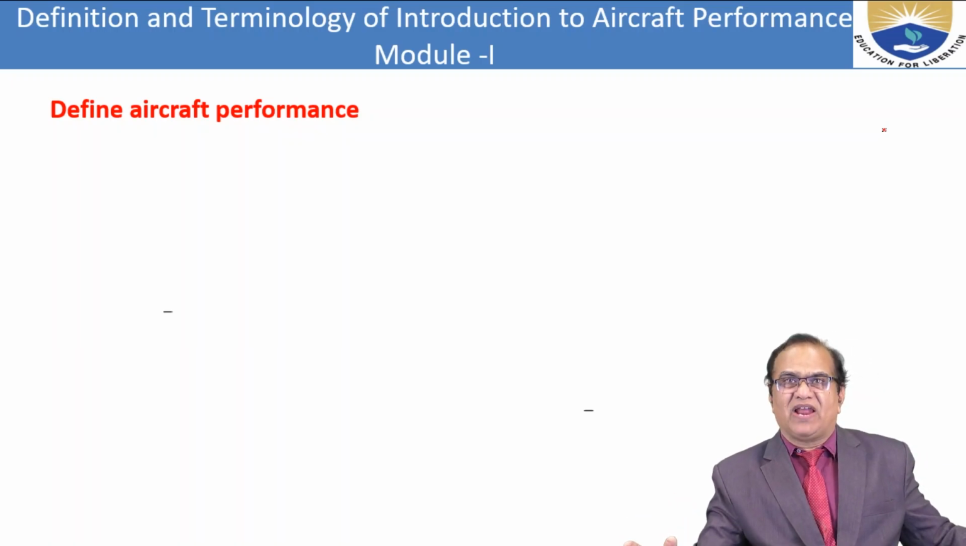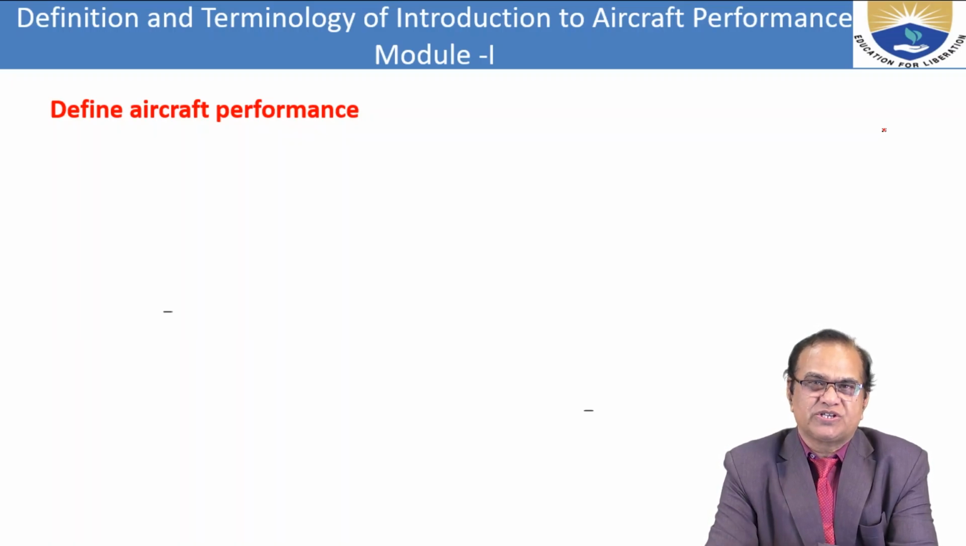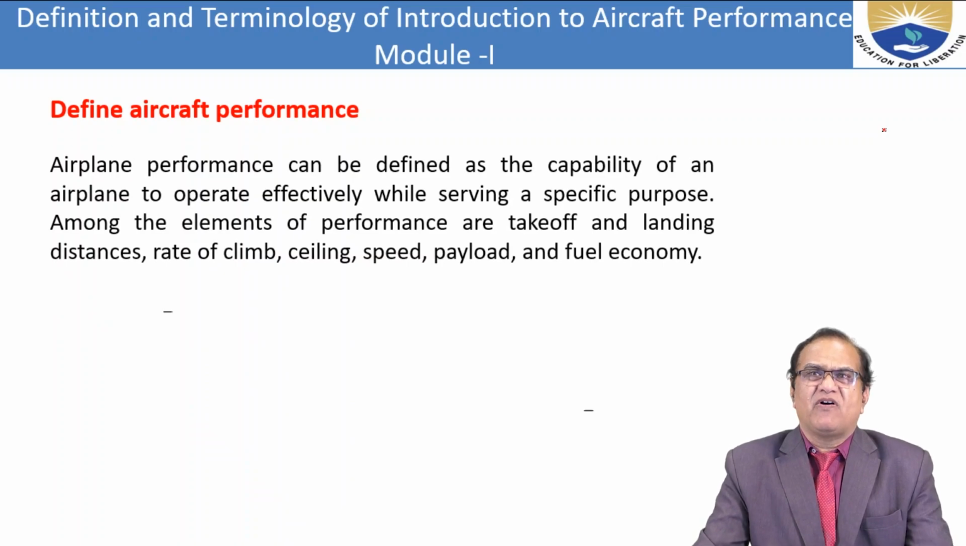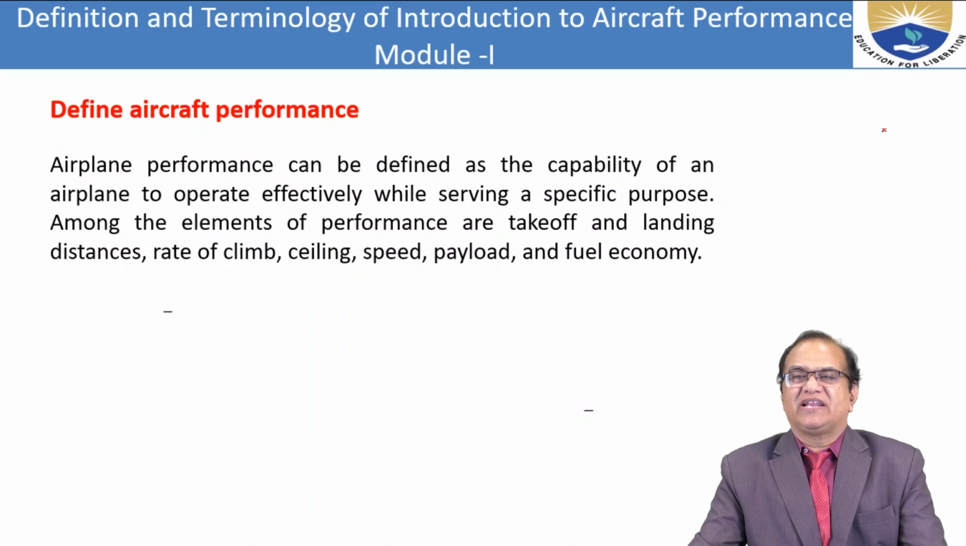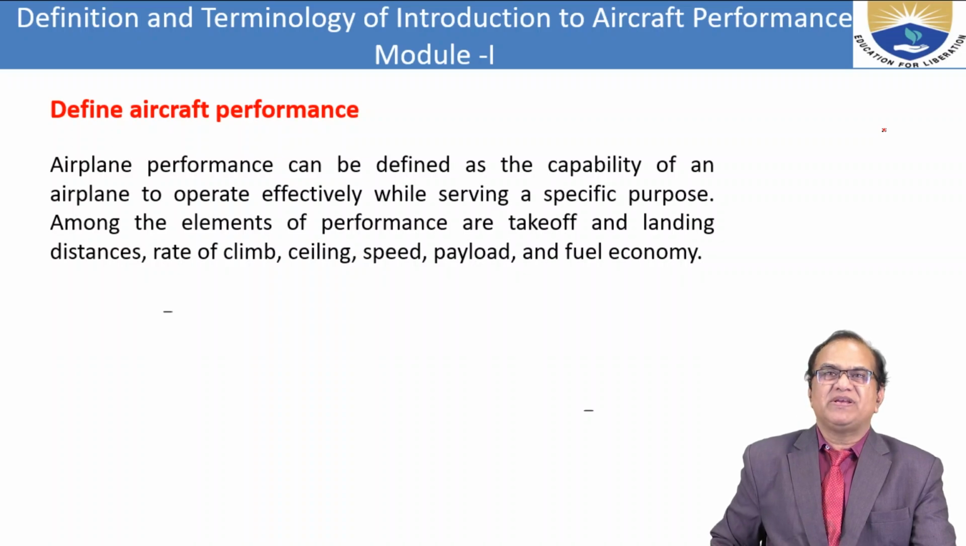So these are the phases of the flight, and we have to discuss all these phases during this course, that is called aircraft performance or flight mechanics. Here, airplane performance can be defined as the capability of an airplane to operate effectively while serving a specific purpose. Among the elements of performance are takeoff and landing distance, rate of climb, ceiling, speed, payload, and fuel economy.